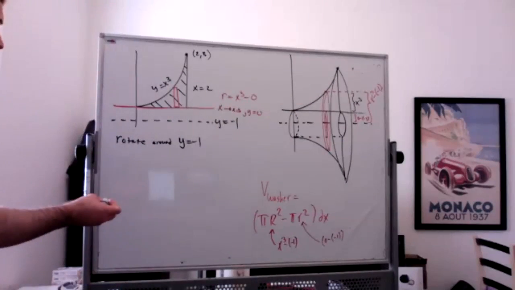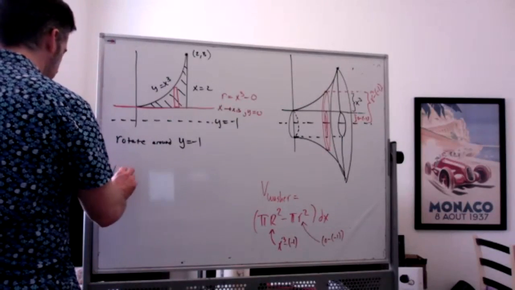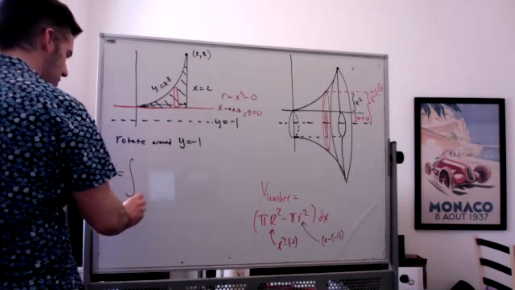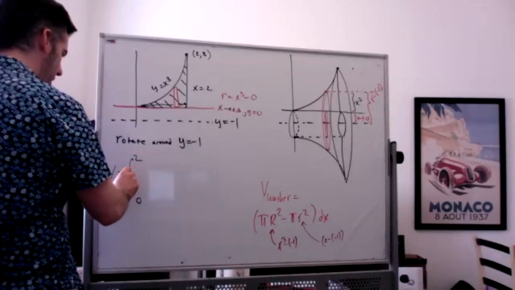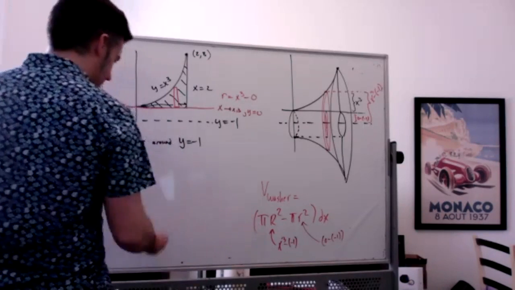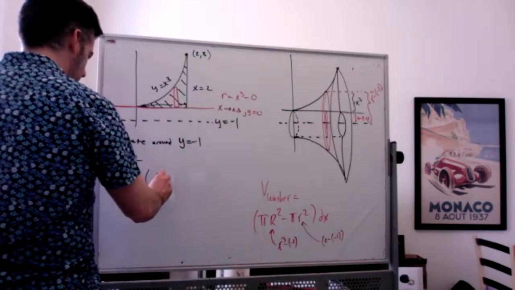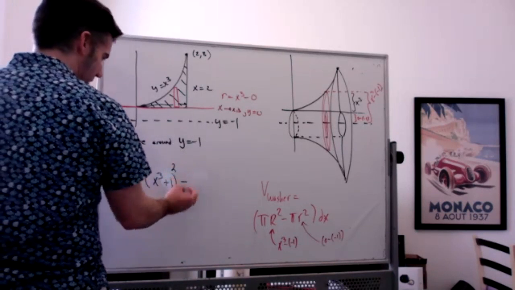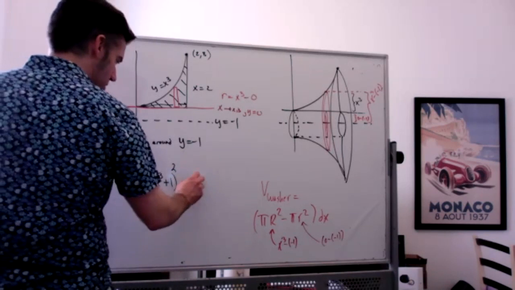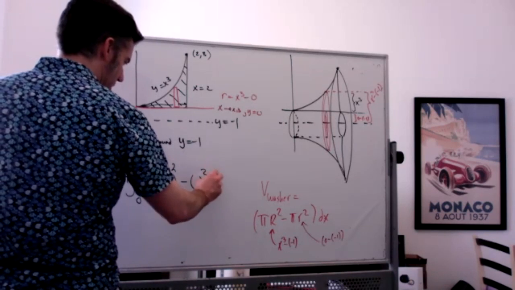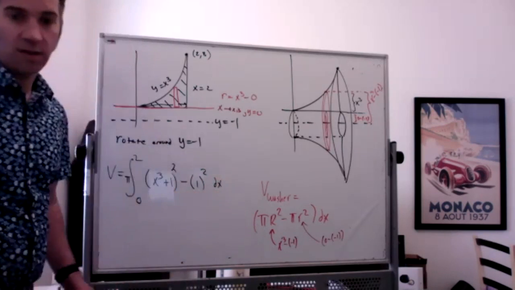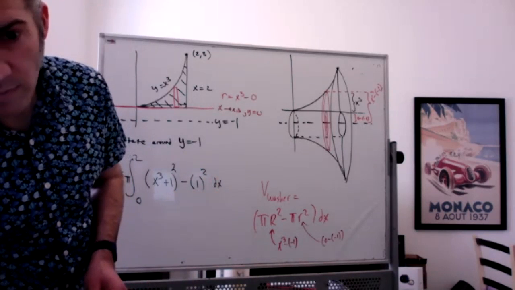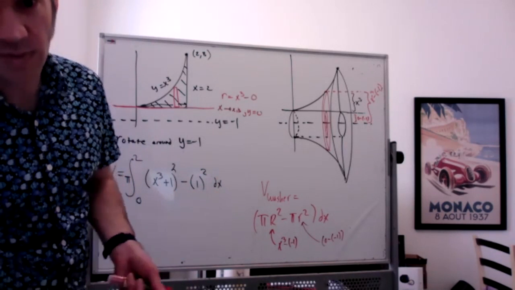So setting this one up, and we're not going to calculate this, we're just going to set it up here. The total volume is going to be the integral, as far left is 0, as far right is 2, of pi times the big radius squared, which is (x cubed minus -1) squared, minus the little radius squared, which is 1 squared. That would be the volume, how you set up the volume of this. Which wouldn't be too complicated.